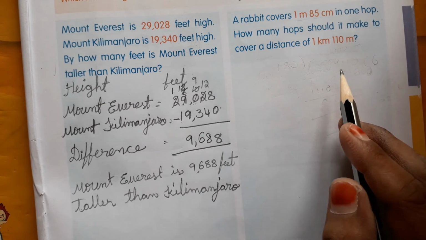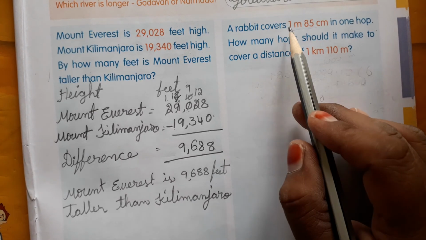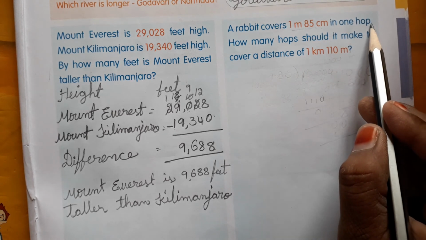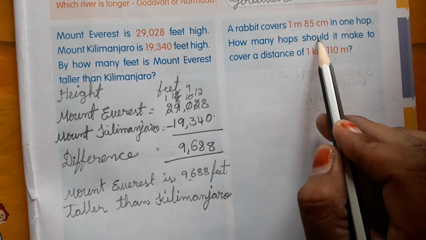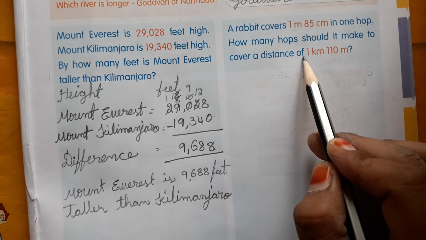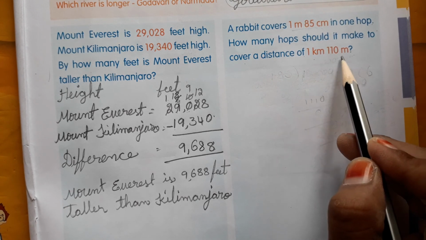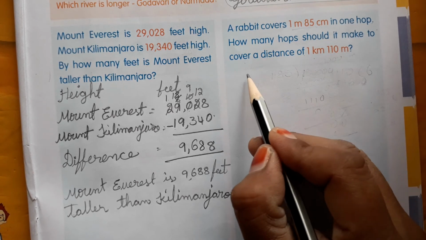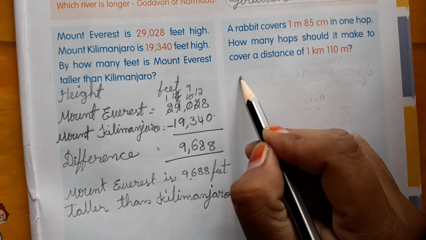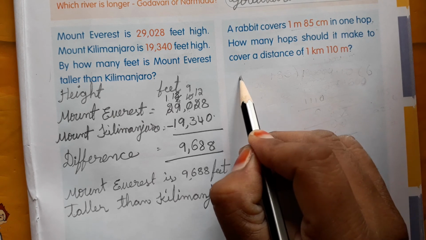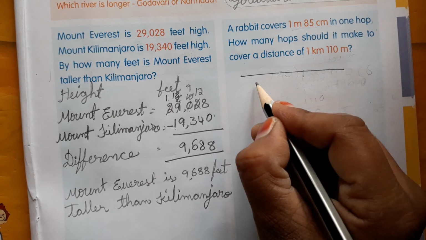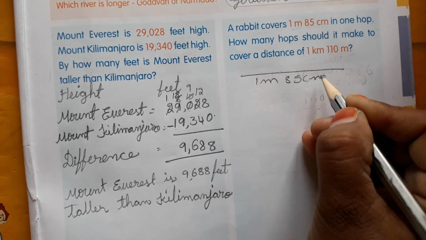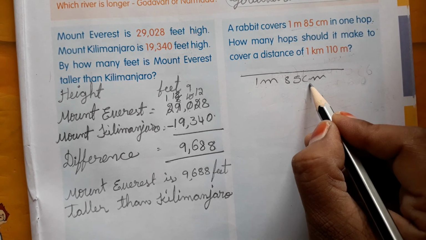Next, read the next sum, children. A rabbit covers 1 meter 85 centimeters in one hop. How many hops should it make to cover a distance of 1 kilometer 110 meters? Look here, a rabbit covers in one hop. Hop means jumping. So, if he covers in one hop, how much? 1 meter 85 centimeters length.